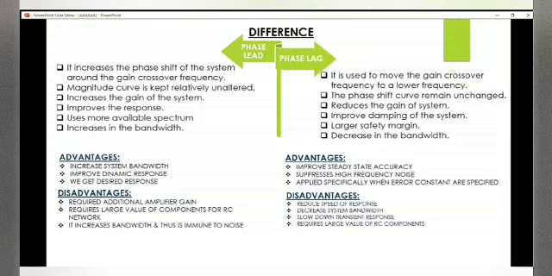The phase shift curve remains unchanged. Reduces the gain of a system. Improves damping of a system. Larger safety margin and decrease in the bandwidth.